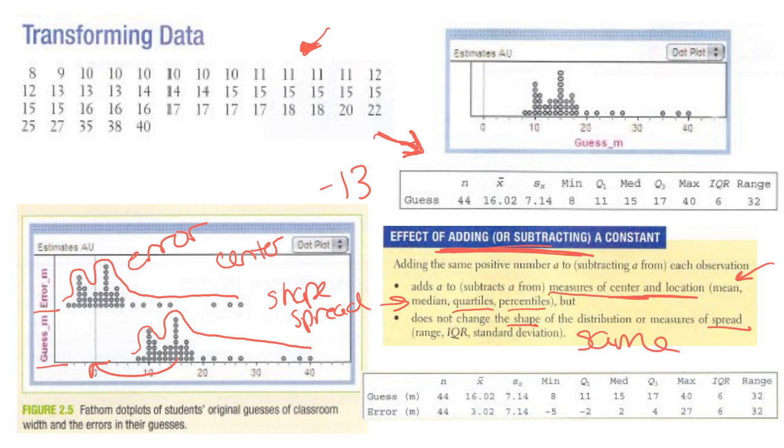But the spread, for instance, the IQR, that's still the same, the distance between them, because our shape did not change. So when we add or subtract a constant to the data set, we need to realize that center and measurements of location are going to change, but spread and shape will stay exactly the same.